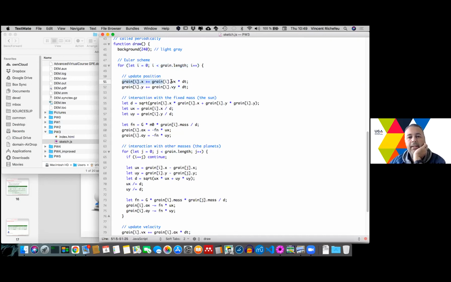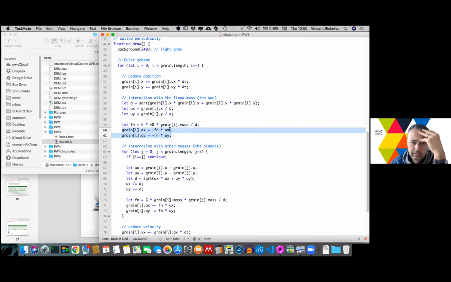We update the positions of the grains by using the velocities, and then we first compute the interaction of the planet with the sun. So the distance is the length between the sun and the planet. The sun is placed at 0, 0. We've got a unit vector. We compute the attraction force. We've got only attraction, no repulsion, and we set the acceleration of the grain.